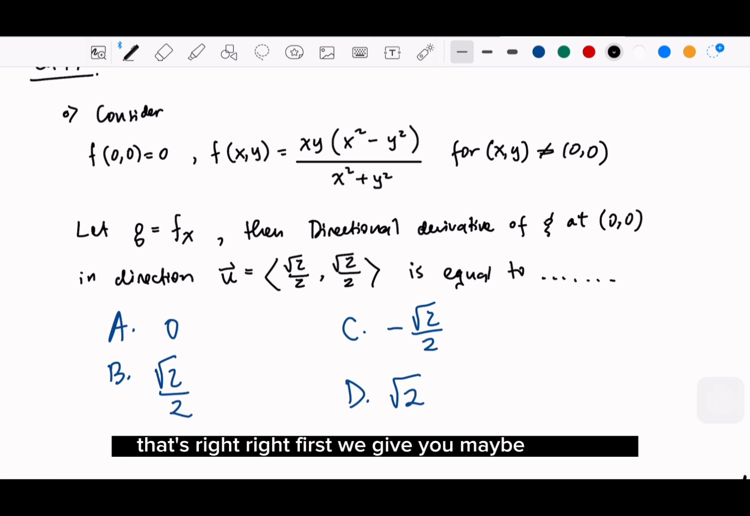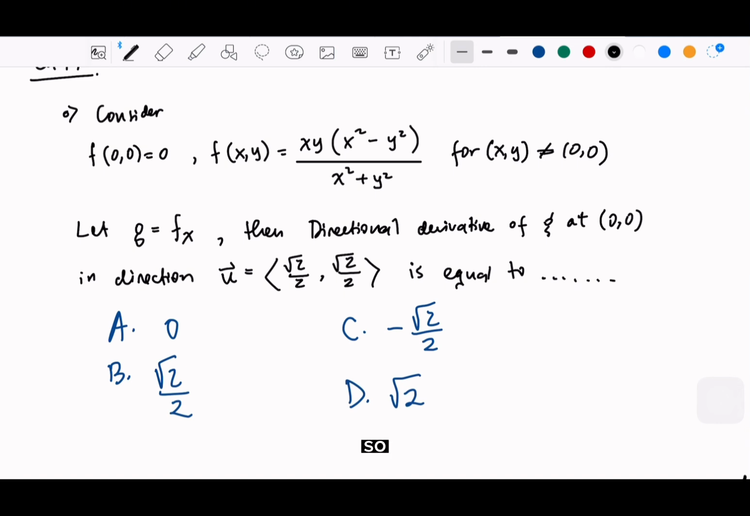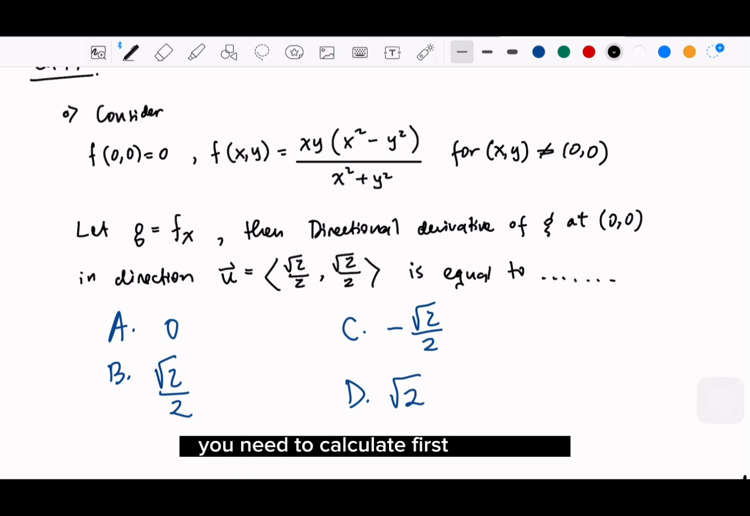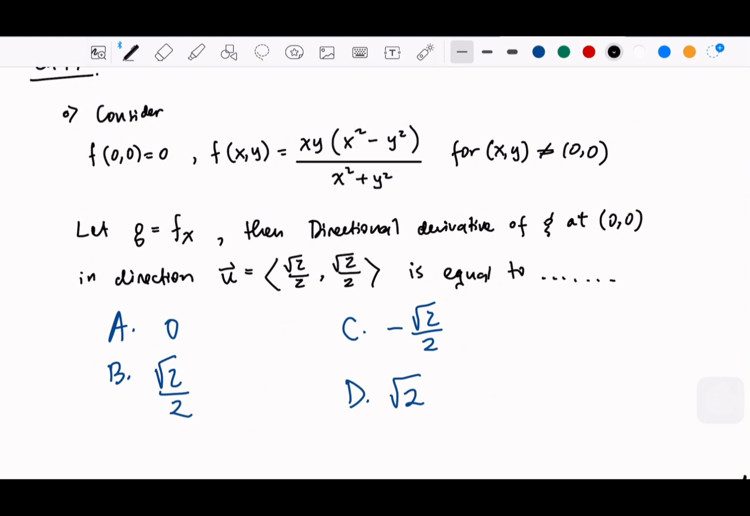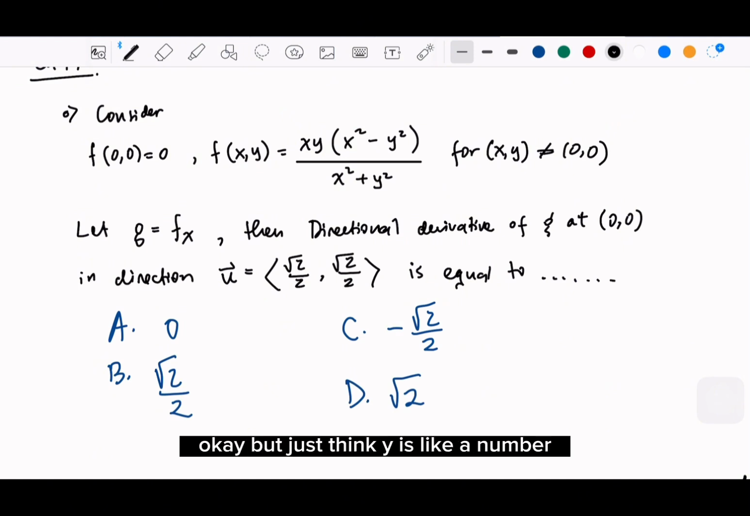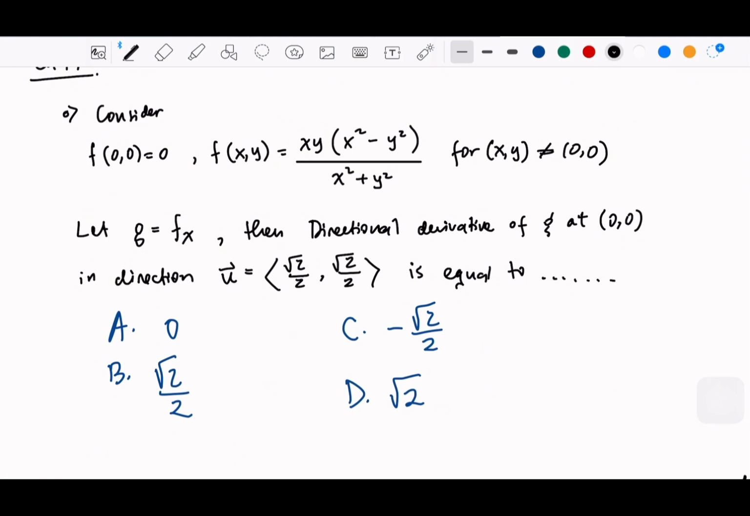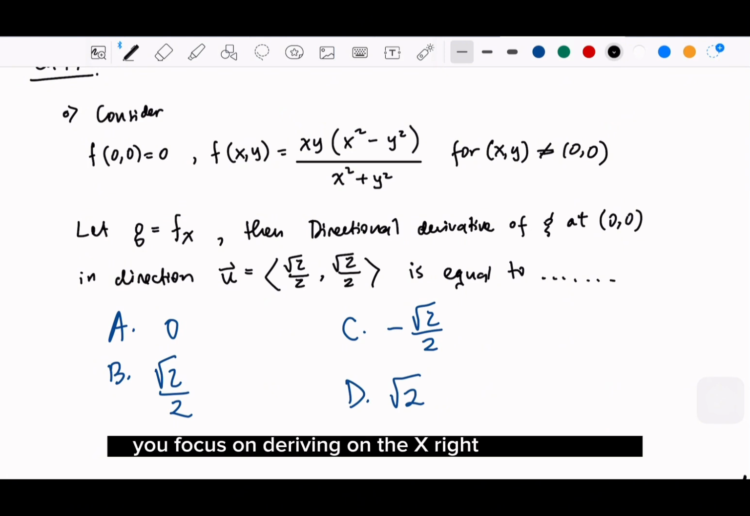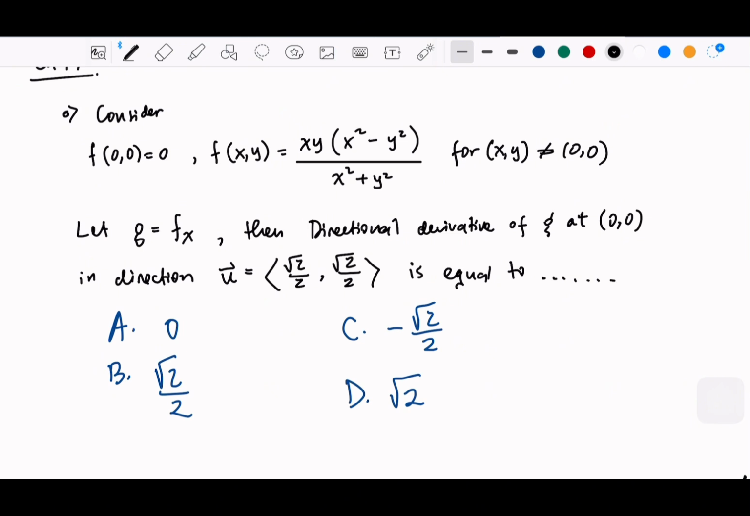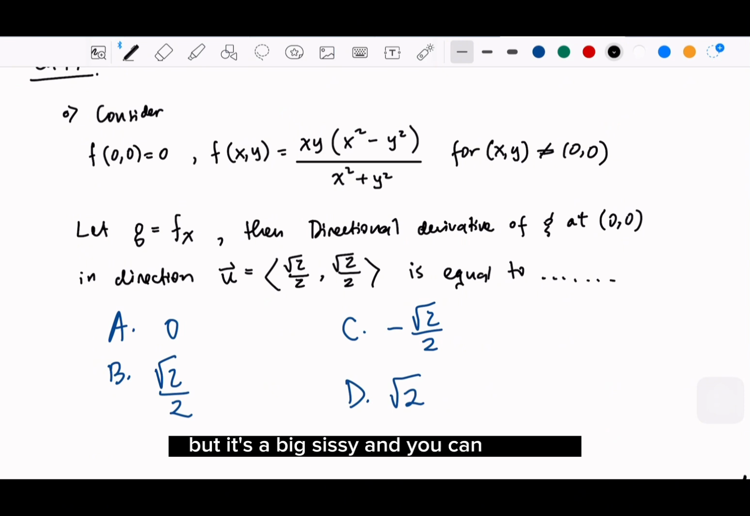Okay, let's try first. Let me give you maybe 4 or 5 minutes. So you need to calculate the partial first. It's a little bit long, but actually it's simple, just like calculation in calculus 1. Just think of y as a number, like a constant. We focus on deriving on the x, right? Actually, the question can also have option 5, maybe it doesn't exist, but it should exist, and you can prove it.